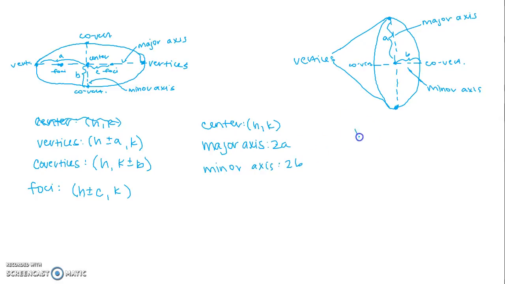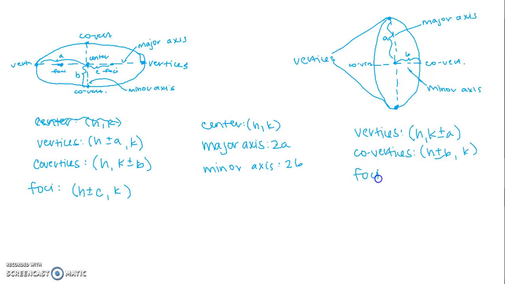Let's go ahead and get the points of my vertices listed off. In this case it was vertical, so it is the Y value that's changing, so it's still going to be H from my center. My K is going to be plus or minus A. For my co-vertices, those are horizontal, so they're going to affect the X. So I'm going to do H plus or minus B, comma K.